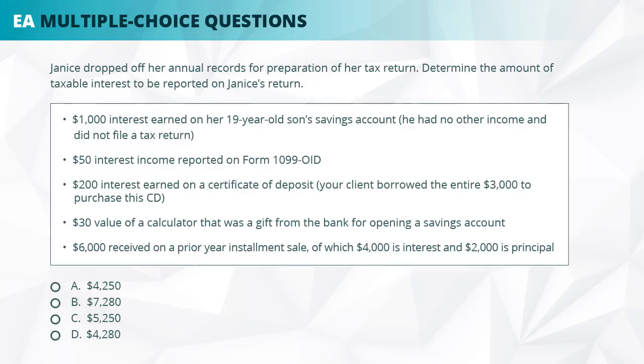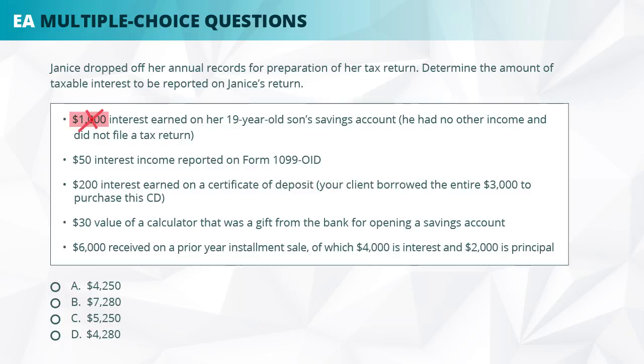The first item is $1,000 interest earned on her 19-year-old son's savings account. He had no other income and did not file a tax return. Note that only parents of a child under 19, or under 24 if a full-time student, can elect to include the child's dividend and interest income on their own return. As a result, this $1,000 interest should not be included.